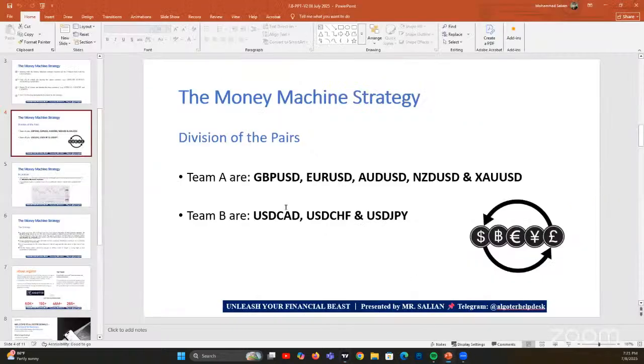That's it. That's how simple it is, my friends. If Team A wants to buy, Team B should sell. And vice versa. If Team A wants to sell, Team B should buy. That's it. That's what you will do every day. That's how the money machine strategy works.